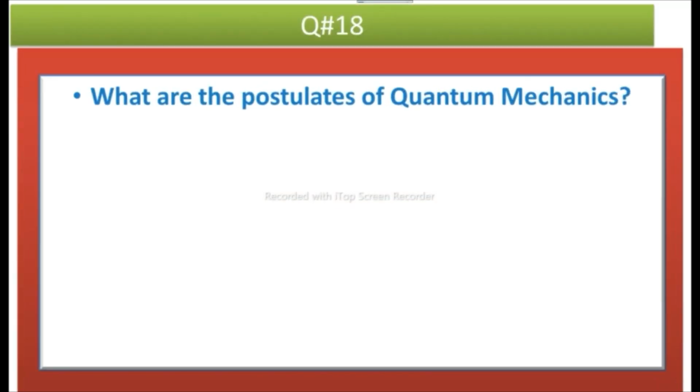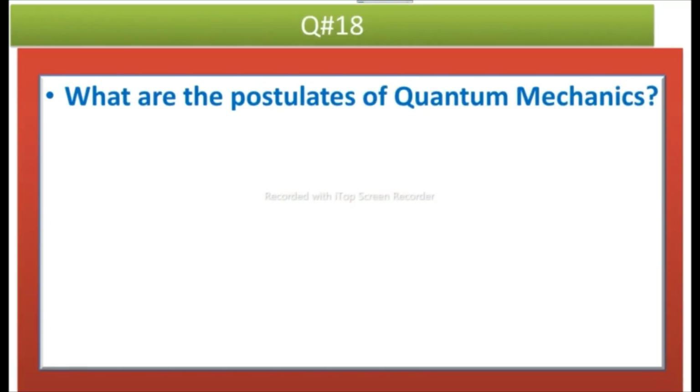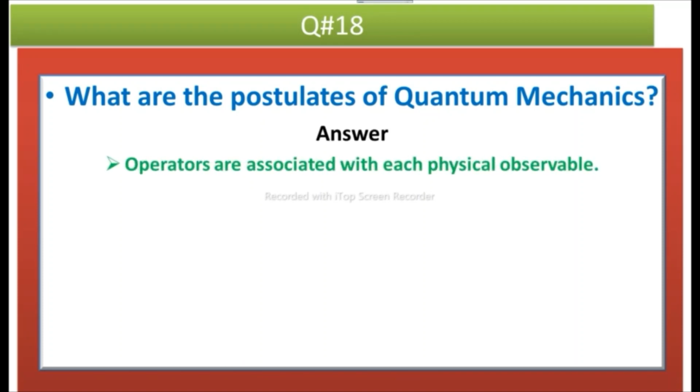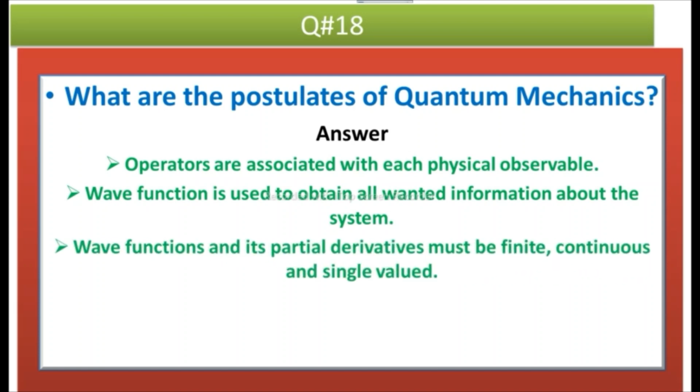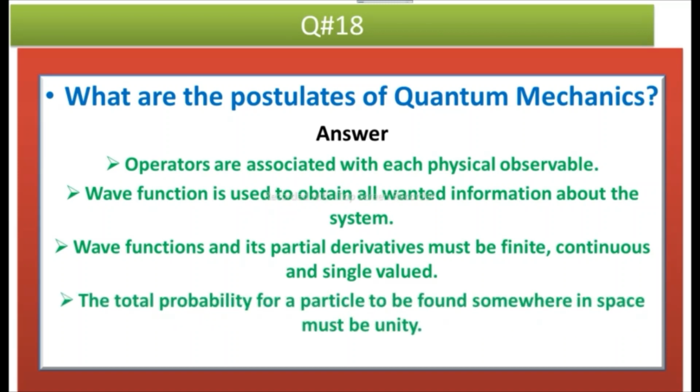And the next question is, what are the postulates of quantum mechanics? Answer is, operators are associated with each physical observable. And the next one is, wave function is used to obtain all wanted information about the system. And the next one is, wave function and its partial derivatives must be finite, continuous and single valued. And the last one is, the total probability for a particle to be found somewhere in space must be unity.